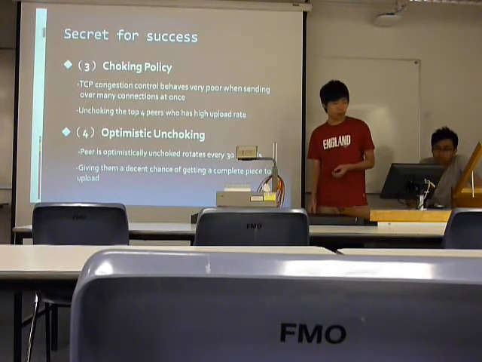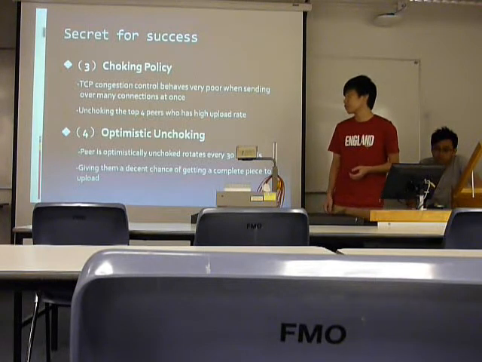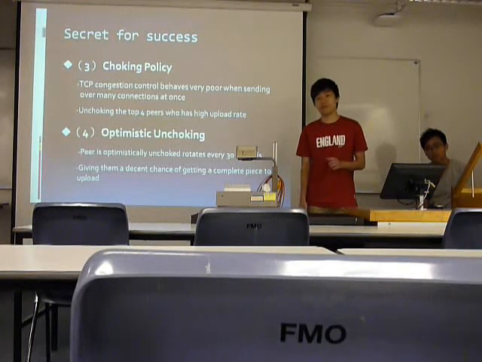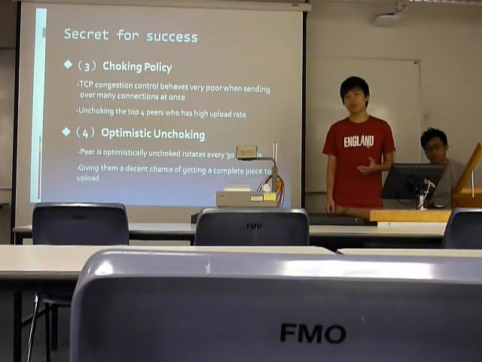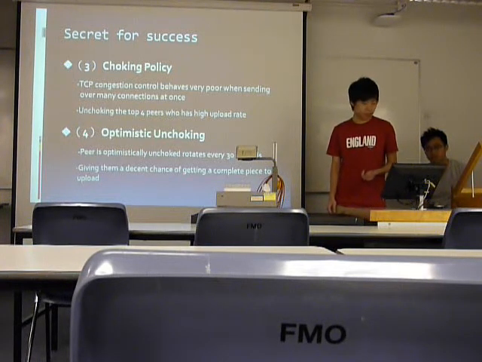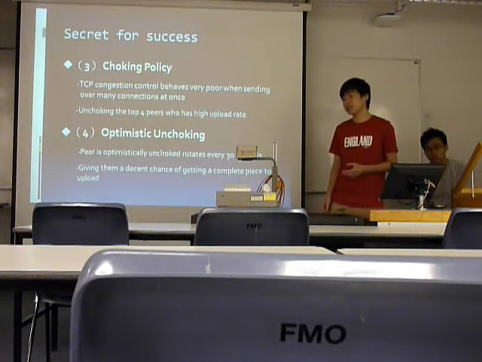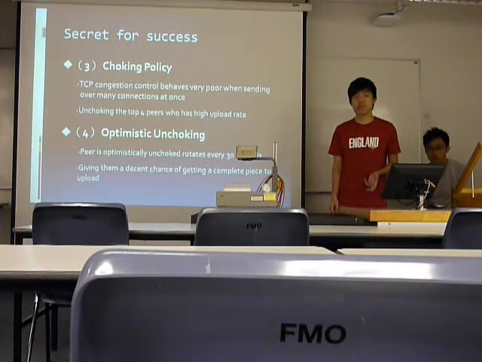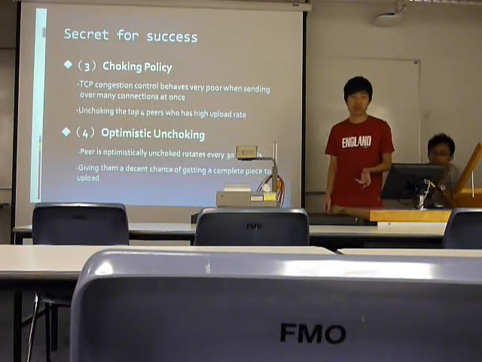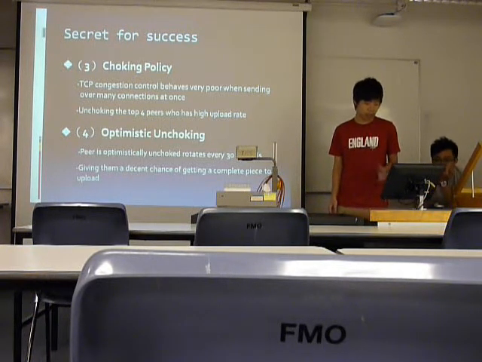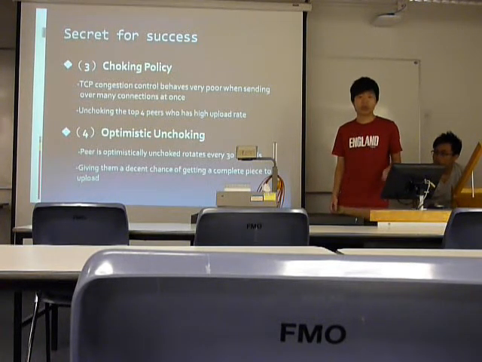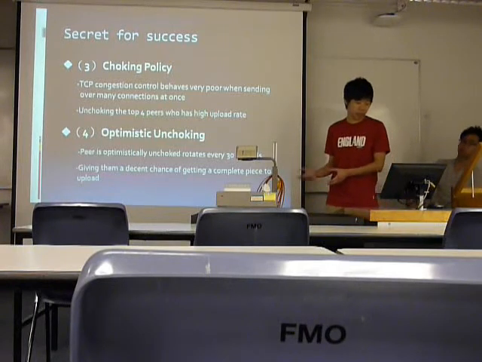The third secret is the choking policy. BT will pick the top four peers, which are free and have the highest uploading speed, so that the Transmission Control Protocol will not have to handle such a large amount of connections at the same time. So it can just handle four connections at the same time.